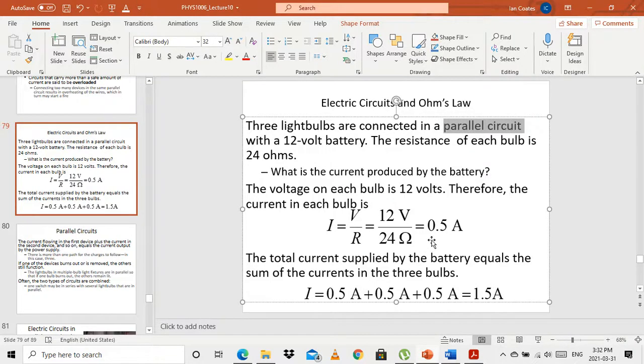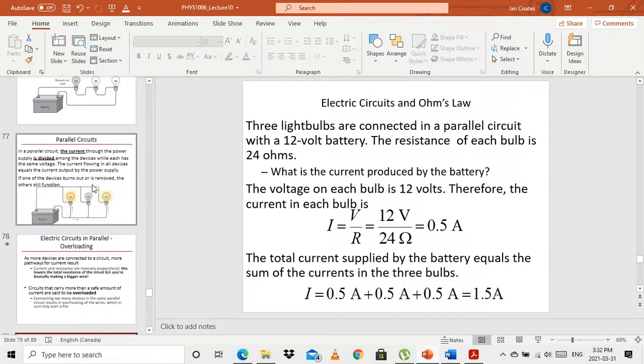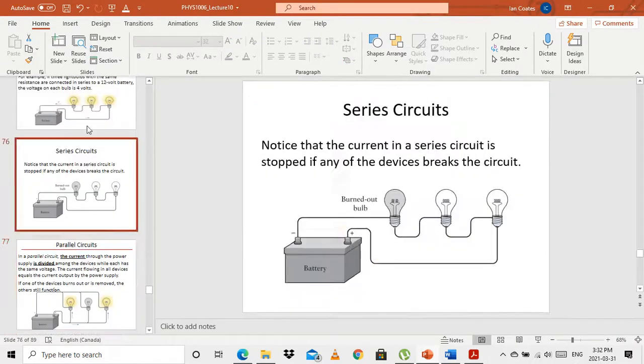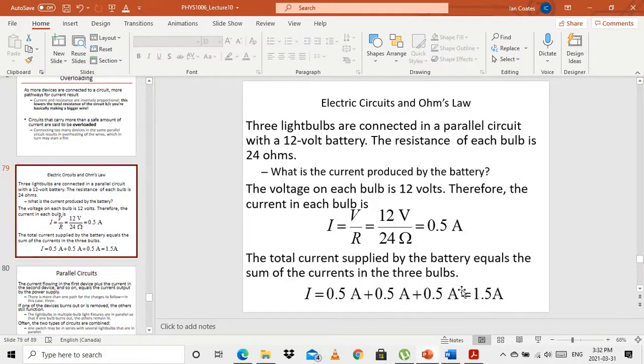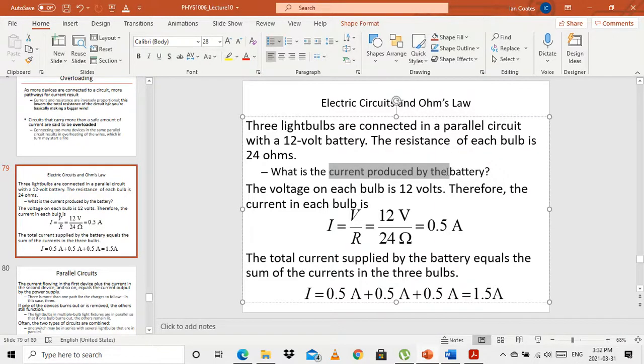So in this case here, you just have to know, and you make notes on these right here, of the differences between a series and a parallel. Okay? And in this case here, what is the current produced by the battery? Well, we know the current in the one bulb, there are 3. Okay? So 3 times 0.5 is 1.5. Okay?